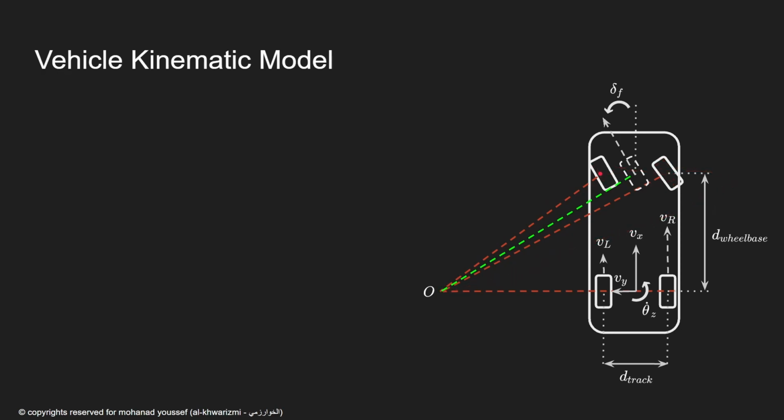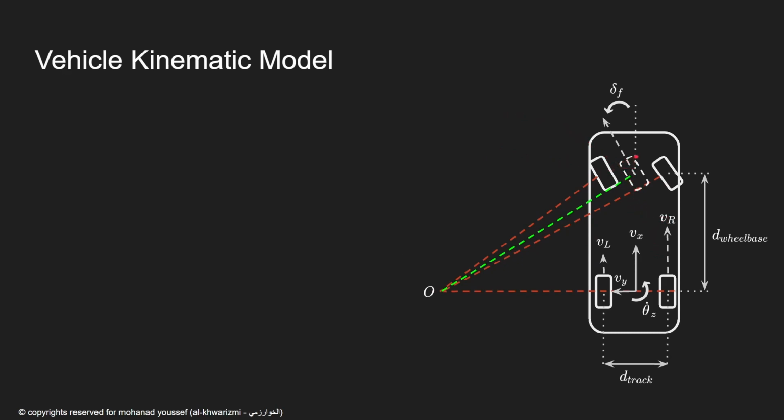The inner wheel will have more angle than the outer wheel, in order that the tangent, the orthogonal line, the perpendicular line that we draw from each wheel, should intersect at the point of rotation here. So if we draw a perpendicular line from all the wheels, they must intersect when the vehicle is having a turn.